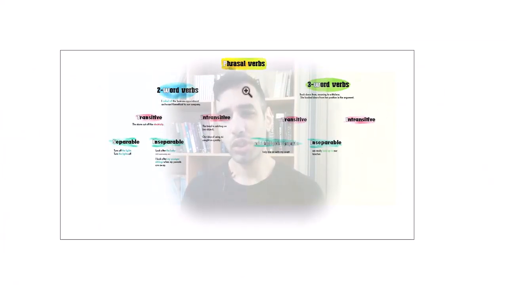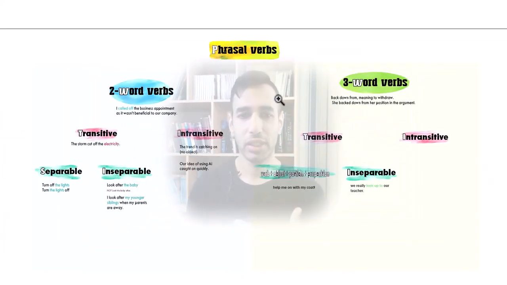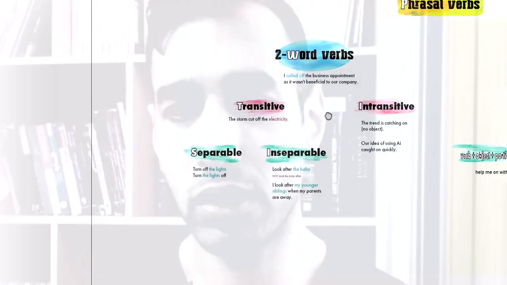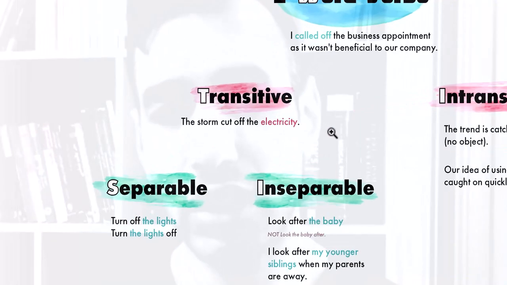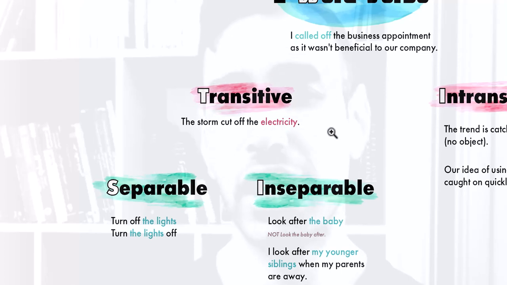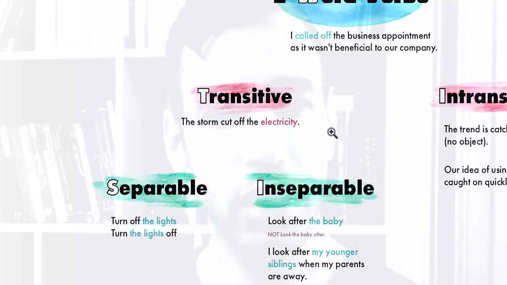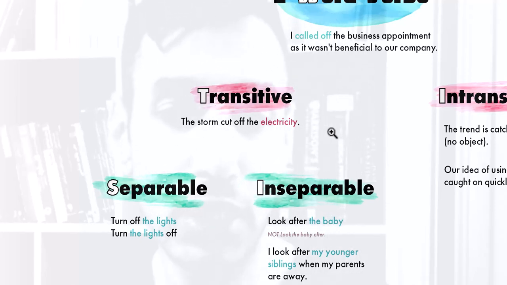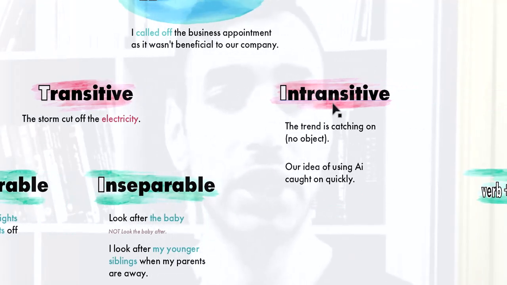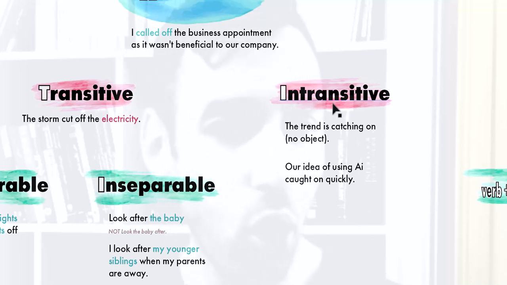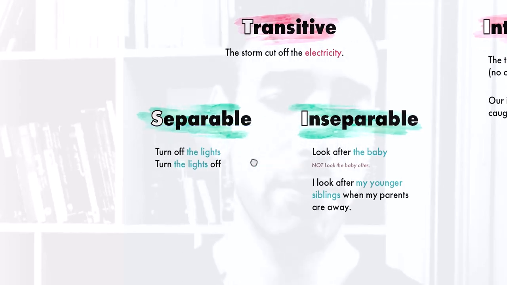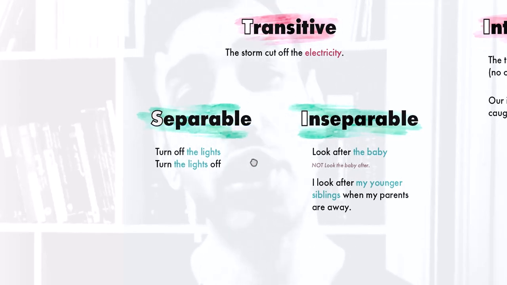In another video, we talked about the differences between two-word phrasal verbs, three-word phrasal verbs, transitive and intransitive. Well, for a recap, transitive phrasal verbs are the ones that need an object or two objects maybe to be completed. But intransitive phrasal verbs, they don't take or have any object. Transitive phrasal verbs can be either separable or inseparable.